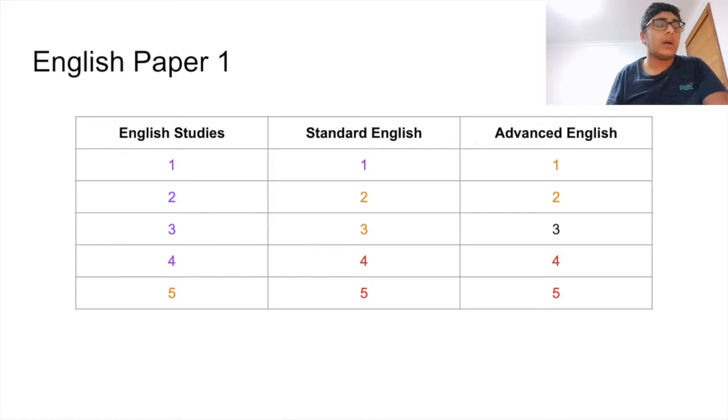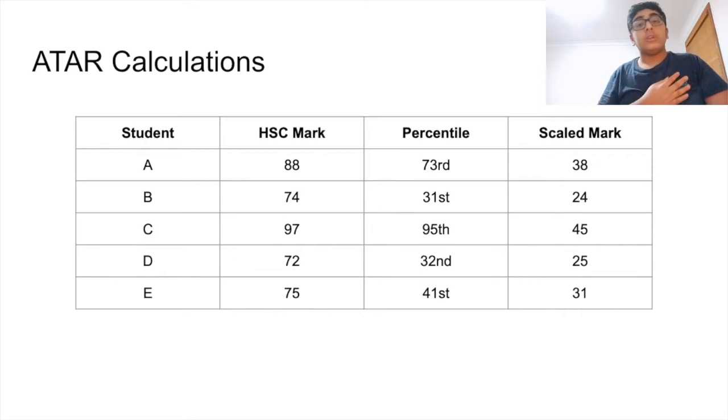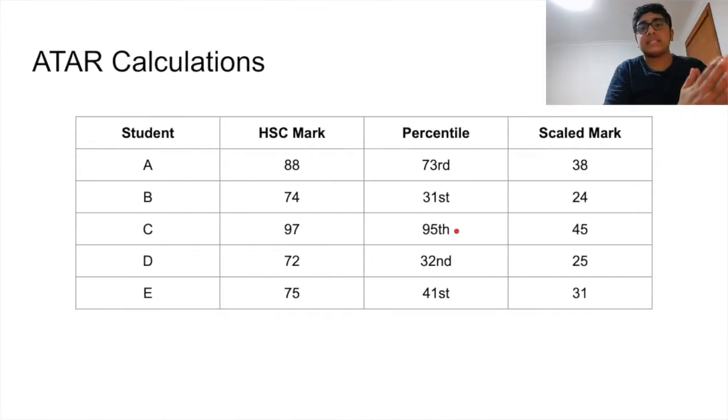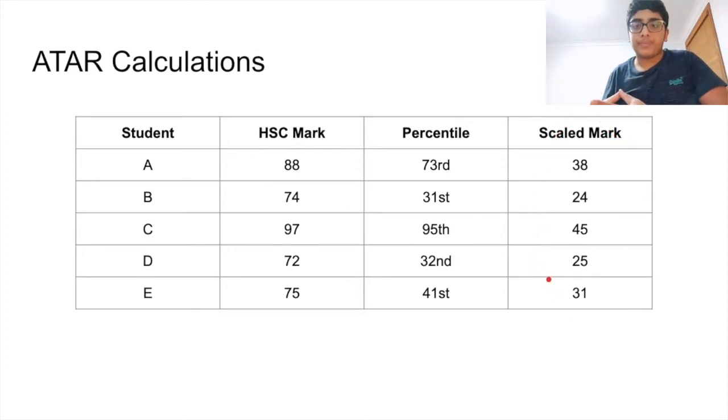So then they'll take their percentiles, like which percentile a mark lies in. For example, a person who gets an 88 mark will lie in the 73rd percentile. A person who gets 97 lies in the 95th percentile. Then they'll correlate what percentile goes to what scaled mark, because this is to ensure that they can compare everyone on the same scale.